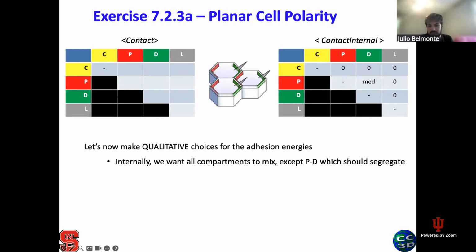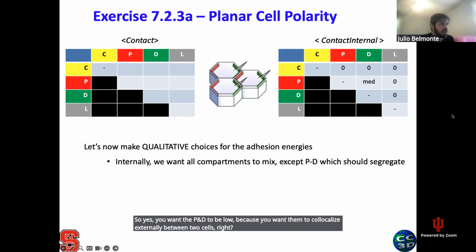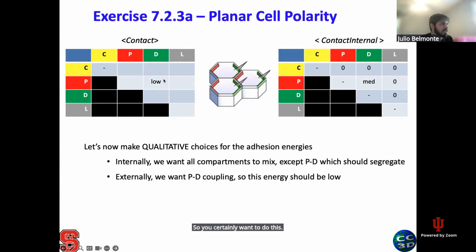Okay, Replus said PP, TD, and LL should be low. So yes, you want the P and D to be low because you want them to colocalize externally between two cells, right? So you certainly want to do this. So let's just go ahead and write low here.